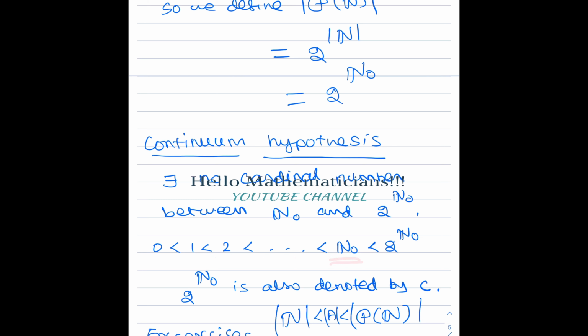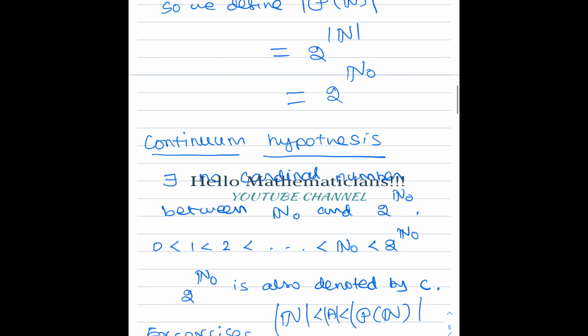What are the sets that have cardinality aleph naught? Any countably infinite set has cardinality aleph naught. So once you cross aleph naught, you will get 2 power aleph naught only. Here there is nothing in between aleph naught and 2 power aleph naught. That's what the continuum hypothesis says.